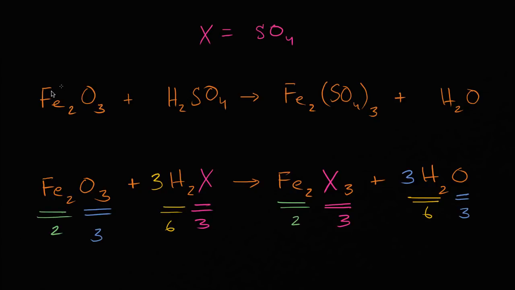Okay, we didn't change the coefficient on this molecule, on the ferric oxide. We did change the coefficient on the sulfuric acid. We say we have, for every molecule of ferric oxide, we have 3 molecules of sulfuric acid. We didn't change this. They're going to yield, for every 1 molecule of ferric oxide and 3 molecules of sulfuric acid, the products are going to be 1 molecule of ferric sulfate and 3 molecules of water. And we are done.